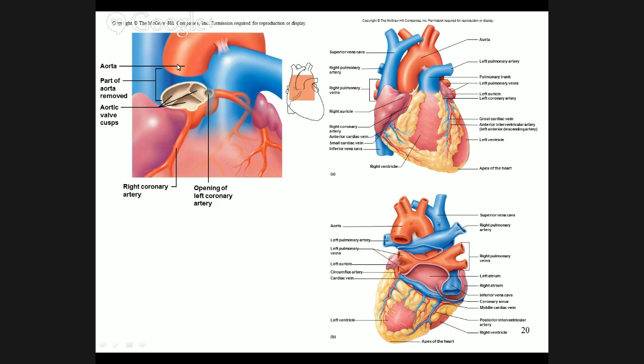And here's a dissection of the aorta, showing the aortic valve and the three cusps, and showing the opening of the left coronary artery, and the right coronary artery is right there. There's the opening. And this is some of the structures that we normally see in the heart. As you can see, these veins and arteries travel pretty much through the apex of the heart.